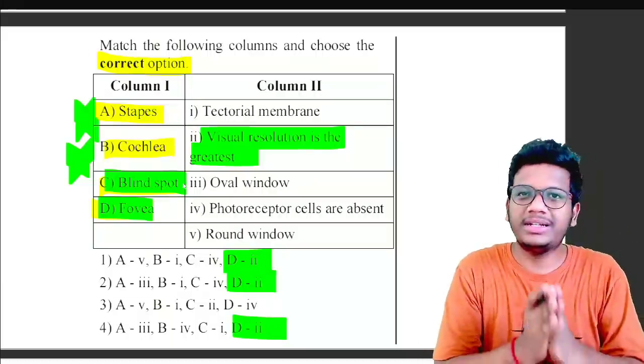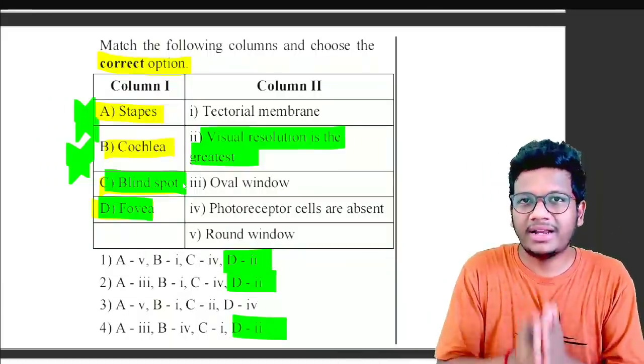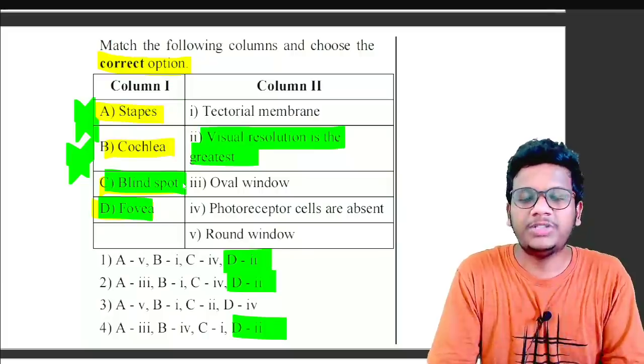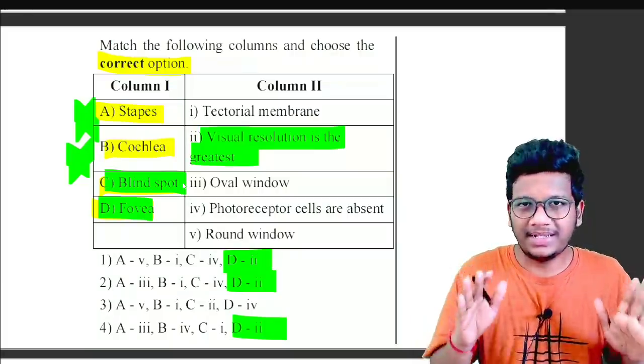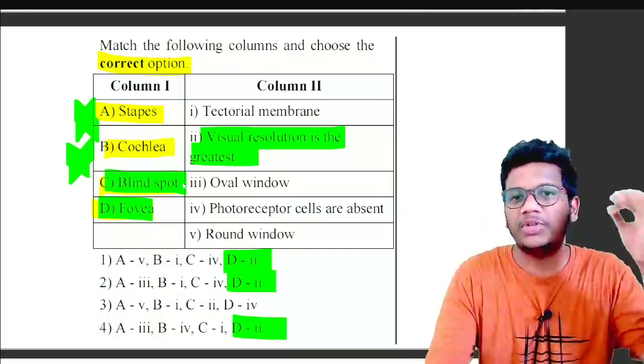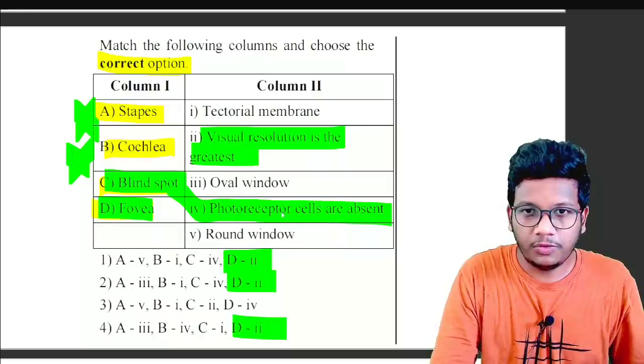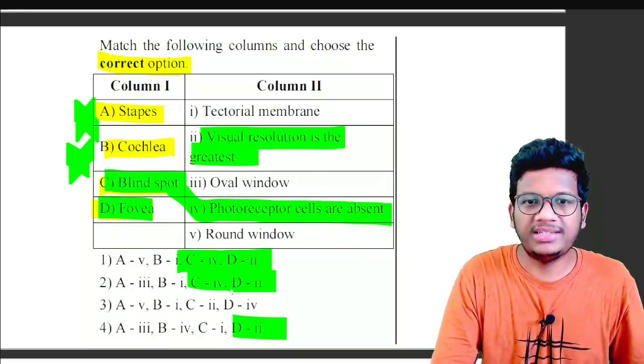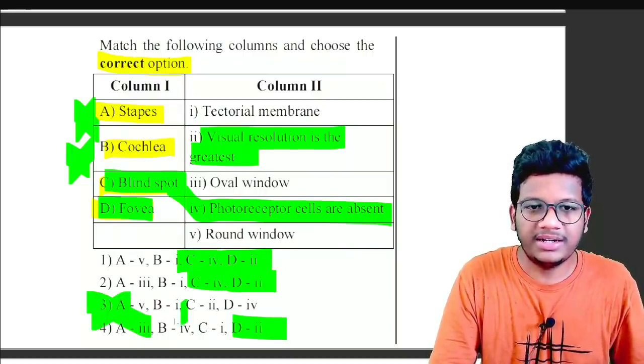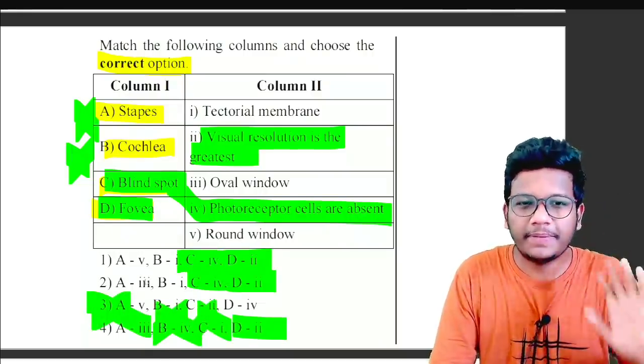Just before the retina and the optic nerve leave, there is a spot called the blind spot where no photoreceptor cells are present, so that spot is blind. So photoreceptor cells are absent there. That C should be option 4. So this is also eliminated. Both of these are eliminated. Now go for option A, option B.